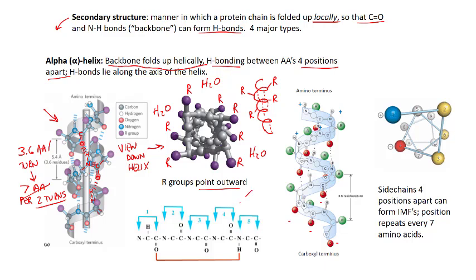What this figure down here is supposed to show is the hydrogen bonding pattern. So what we have is a hydrogen bond between the carbonyl of amino acid 1 and the amine of amino acid 5. And the same thing would be true for the next carbonyl. This would be hydrogen bonded to the NH of amino acid 6.